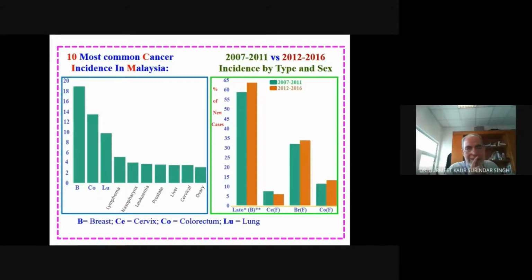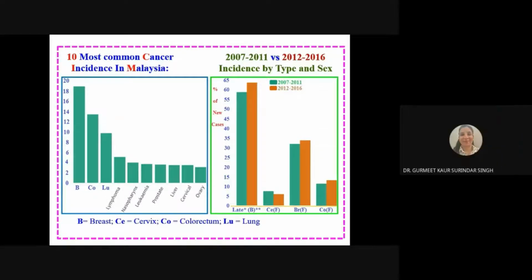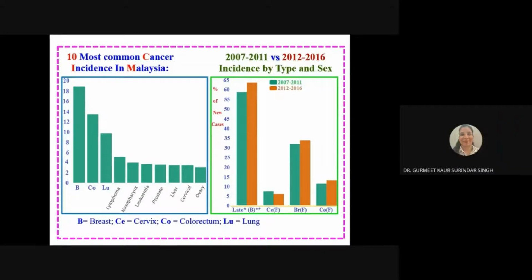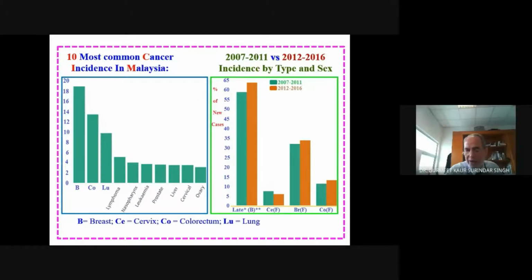It is not the breast. It is the lung, not the breast. All these three, breast, lung, and colorectum, there is increase in the incidence. However, the cervix, the number of cases reduced, and so this is good enough. The cervix is reduced, but the colorectum and breast and lung, all of them show higher new cases from 27 to 2016.